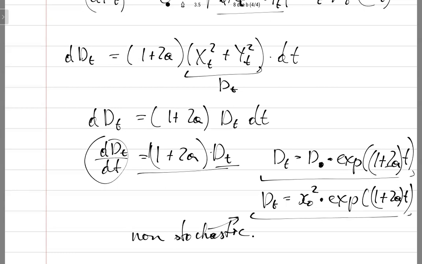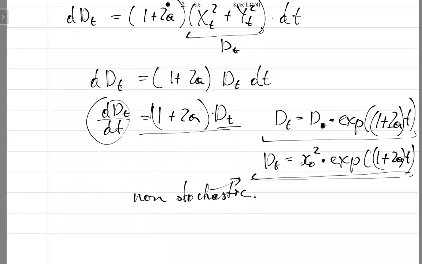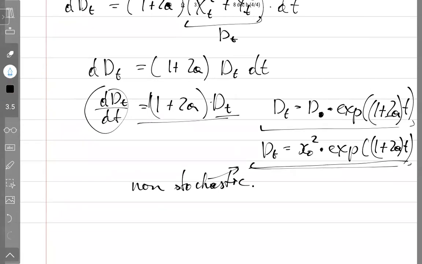Okay, so the question was to check whether dt is stochastic or non-stochastic. So dt is deterministic. That's okay? Yes. Deterministic in the sense that if we know d0, then we can determine dt at any period of time, right? It's non-random. And we can draw some conclusion about what happens with x and y.